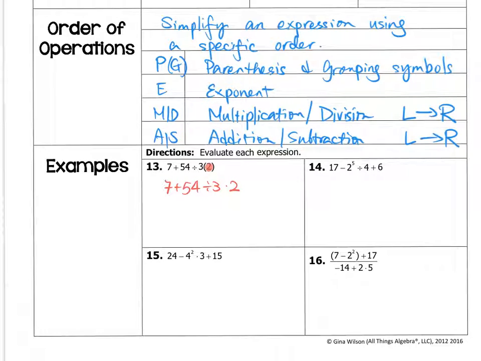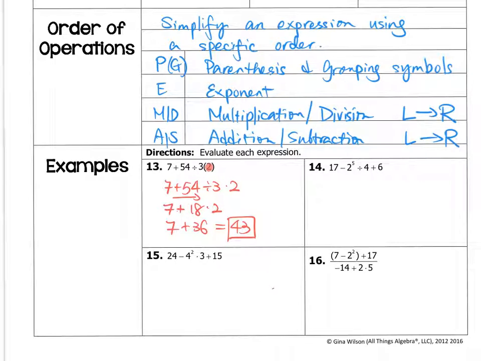So next I have to go look for multiplication and division from left to right. And those are 54 divided by 3 times 2. So I leave the rest of it here. 54 divided by 3 is 18, and then multiplied by 2. Whatever I haven't touched, I just bring it down. Now again, left to right, 18 times 2 becomes 36. So my final answer is 43. Okay, so again, you look for the P first and then go for the E.